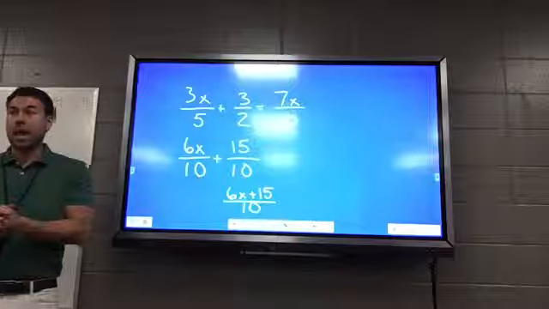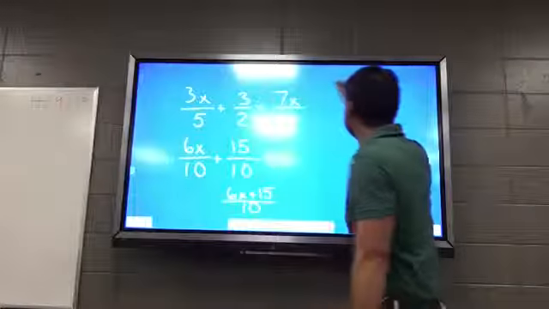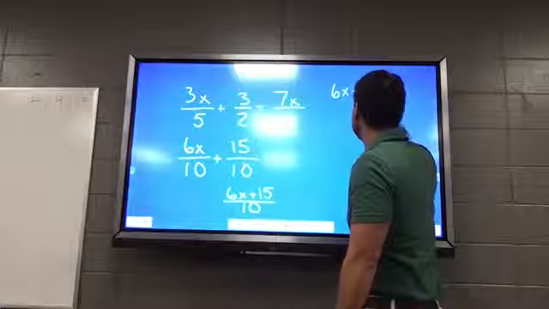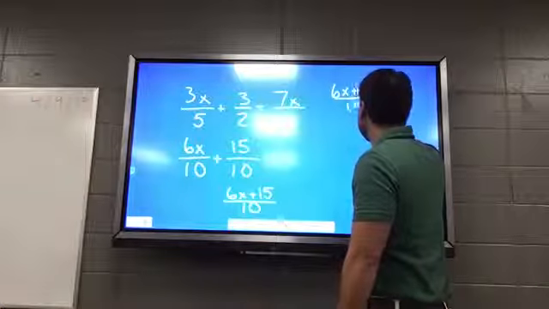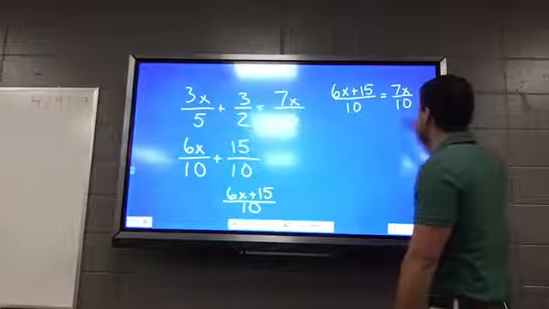All right, I just added those two together, so what do I have to do now? Set up the proportion. Oh, look at that. So I got 6x plus 15 over 10 equals what, though? Good, 7x over 10. Very nice.